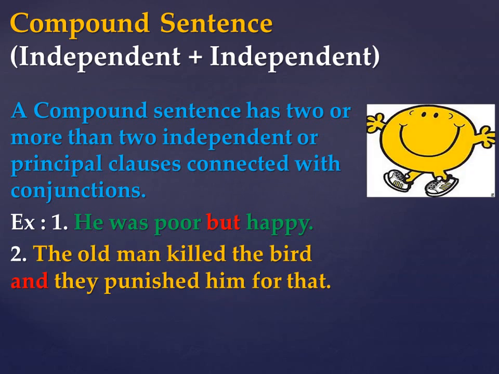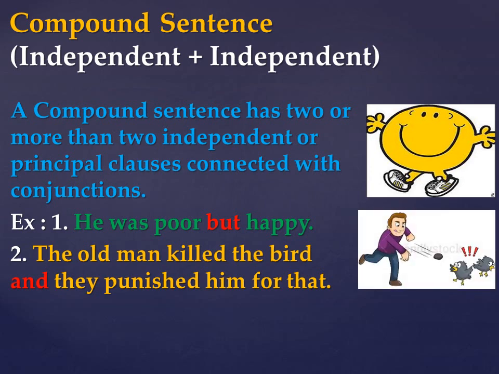Next, the old man killed the bird and they punished him for that. Look, there are two clauses and both are principal clauses. The old man killed the bird is in itself a complete meaning, and they punished him for that is also in itself a complete thought. They are not dependent on one another. That's why it is a compound sentence, and these two clauses are joined by using and.